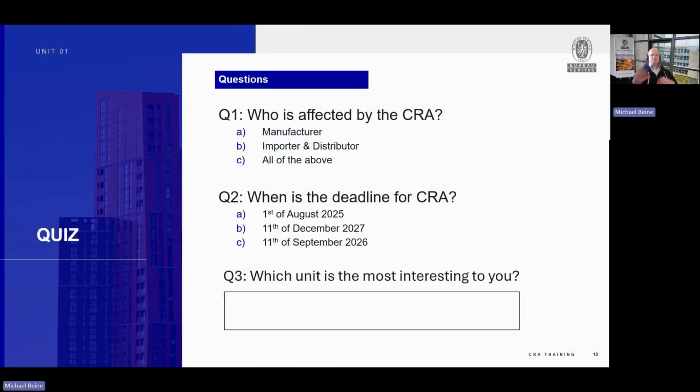With each training unit, I try to ask a few questions for yourself to make sure you understand what I'm talking about. So the first question is, who is affected by the Cyber Resilience Act? Is it A, the manufacturer? Is it B, the importer and distributor? Or is it C, all of the above?